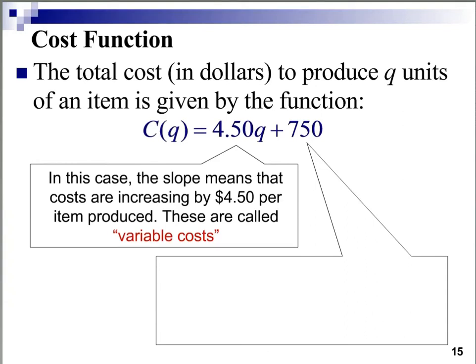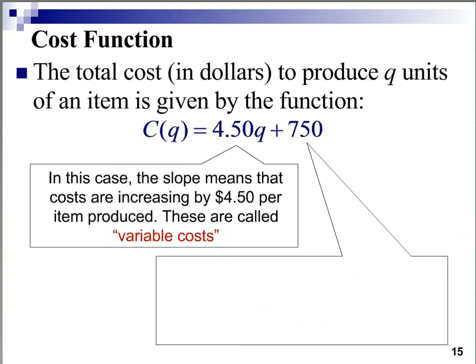This particular component of the cost equation contributes to what we call the variable costs. Because the quantity that we produce might vary, that's going to change the total cost of production, and so we call this particular piece of the function the variable costs.